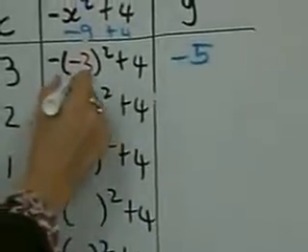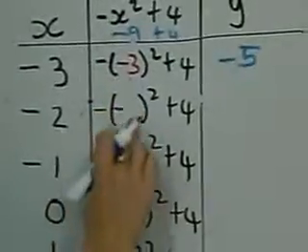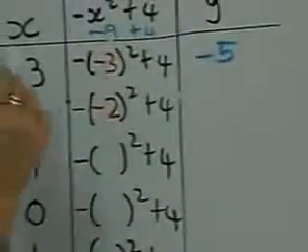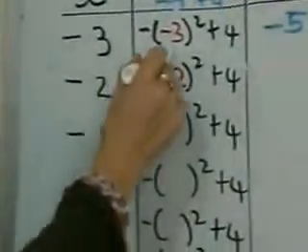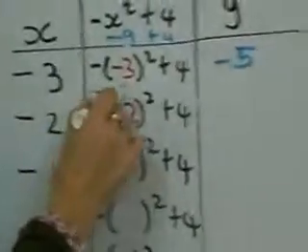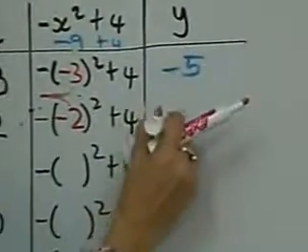Then we're going to go to the next one. It's minus 2 there. Sorry, it's minus 2 that I'm plugging in here. Right, and that's going to give me 4, but the negative sign is on the outside, so this is going to be minus 4. Minus 4 plus 4 will result in 0.